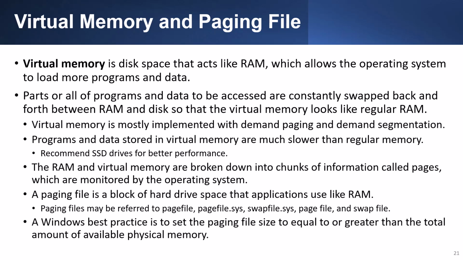Since disk is much slower than RAM, accessing virtual memory is slower than accessing regular memory. It is why it is recommended that you use an SSD drive for better performance. The RAM and virtual memory are broken down into chunks of information called pages, which is monitored by the operating system. A paging file is a block of hard drive space that applications use like RAM.